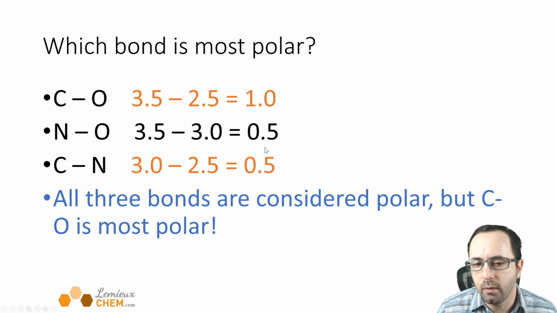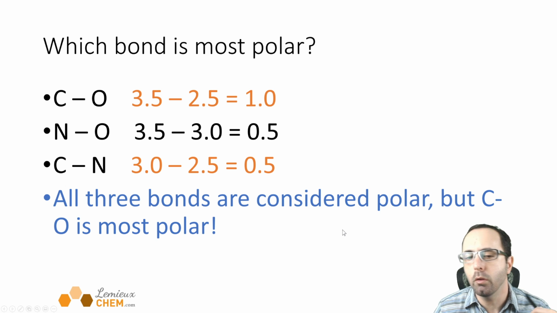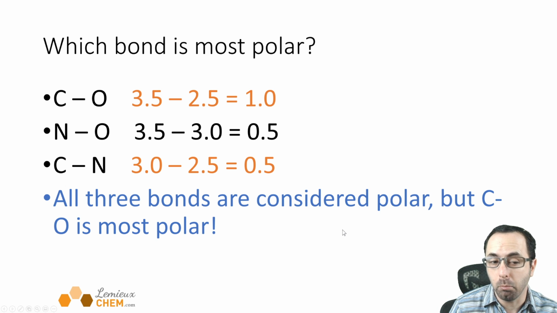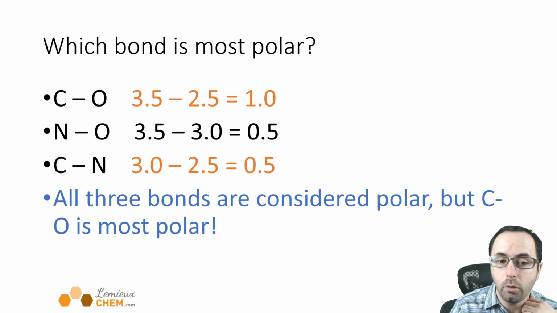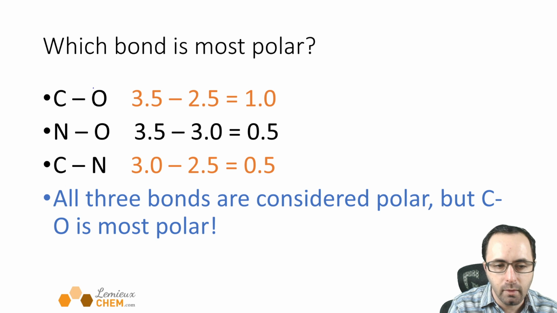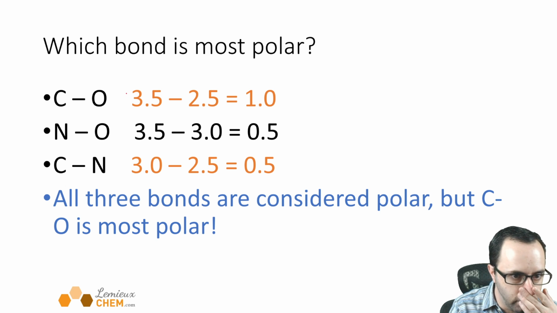So regarding these, these are just one bond that might be in a molecule. When you're looking at a molecule, you want to analyze all of the different bonds that are in the molecule to see if any of them are polar. Notice we always did the largest one minus the smallest one. It's because we're trying to just get the absolute value of the difference.